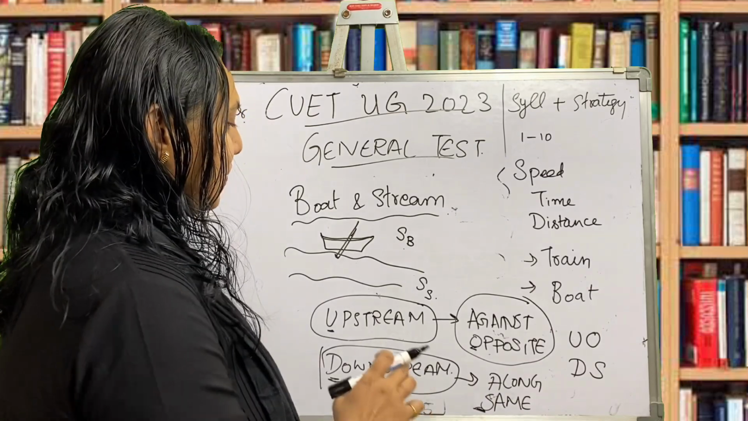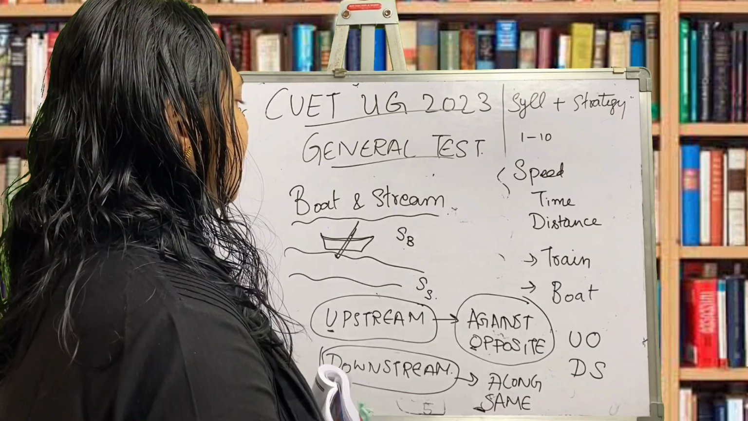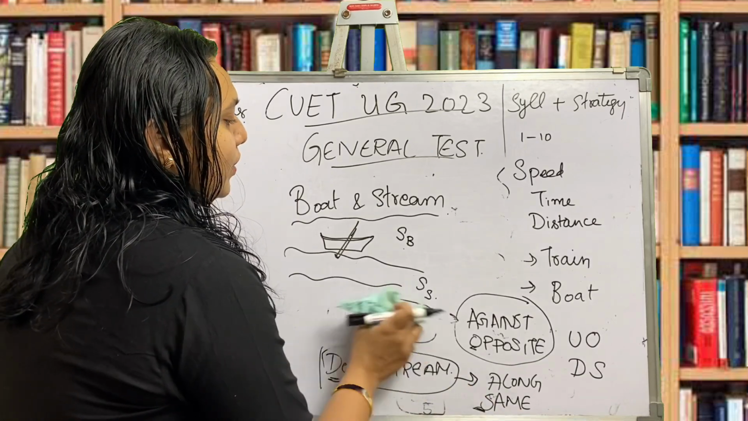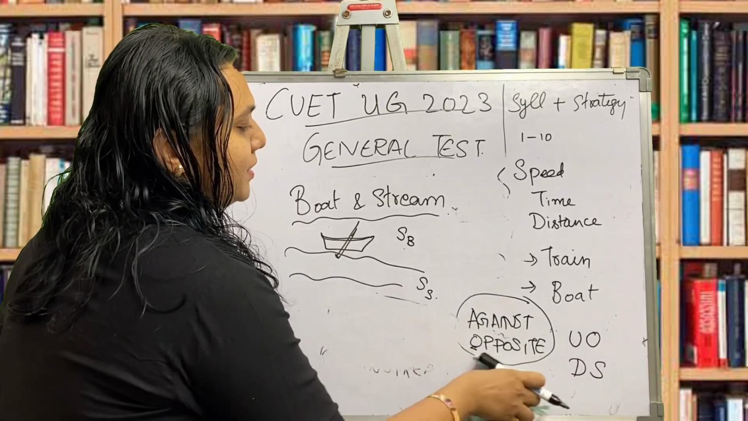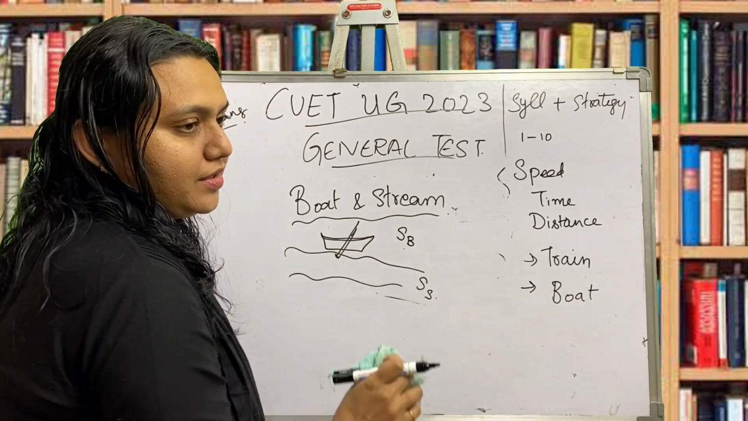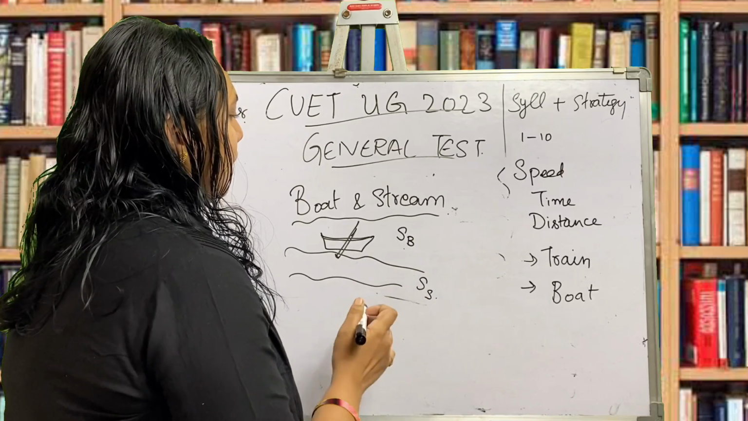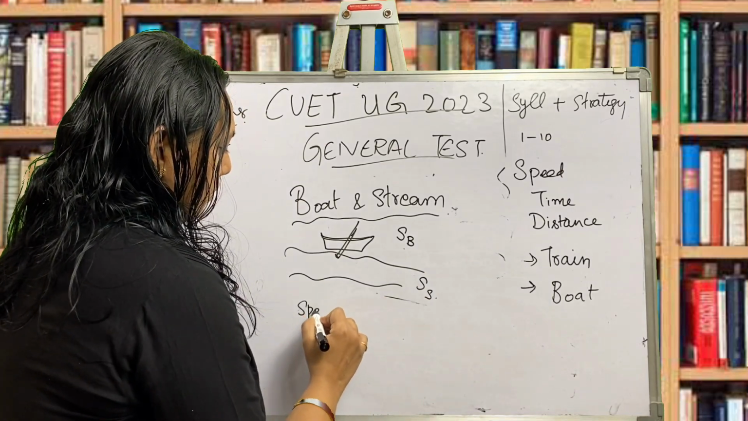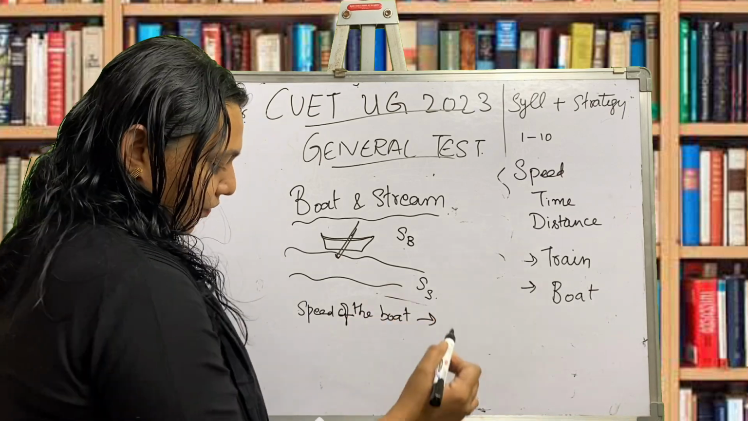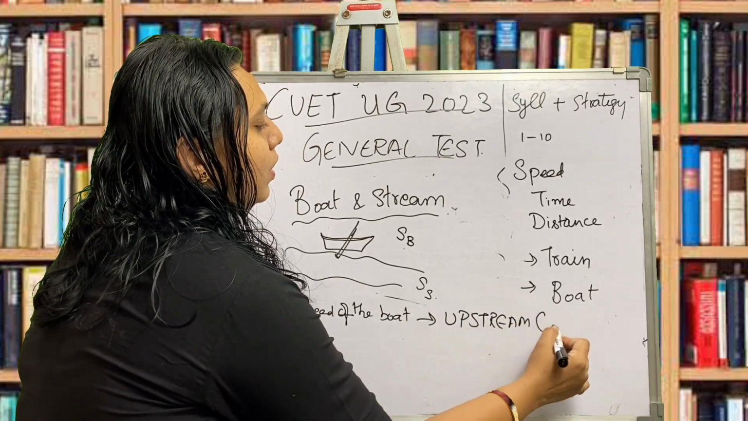Hope you understood. Remember these words because this is how the questions are going to be asked, and don't get confused. Now you understood what is upstream, what is downstream. Now how to calculate the speed of the boat upstream and downstream, like we have already done for trains. If they are moving in the same direction, what is the relative speed? If they are moving in the opposite direction, what is the relative speed? We know that already. So now, what is the speed of the boat when it is going upstream? Upstream means opposite. We know that, U-O.